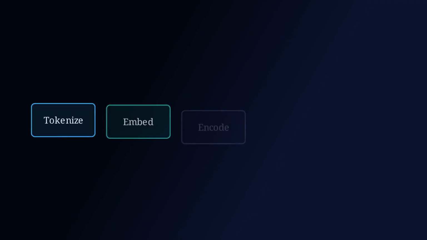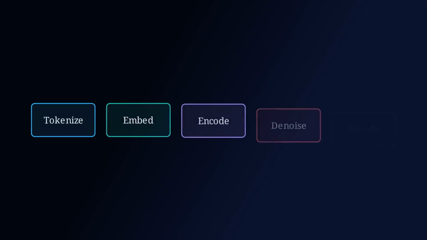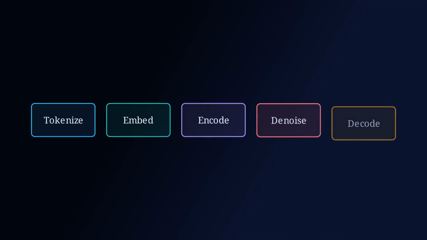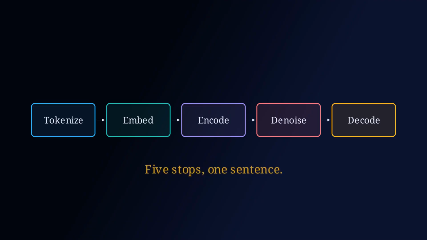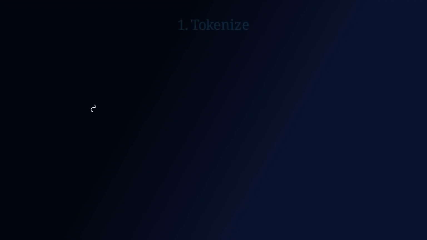Here is the roadmap for our trip. The words get chopped into tokens, the tokens become vectors, a text encoder blends them into a single meaning, and then a denoiser slowly sculpts an image out of pure noise while constantly consulting that meaning. Finally, a decoder blows the result up into a full picture. 5 stops, 1 sentence. First stop, tokenizing.